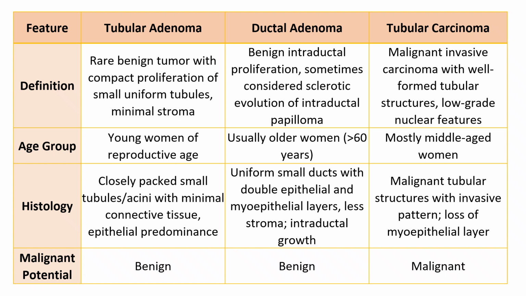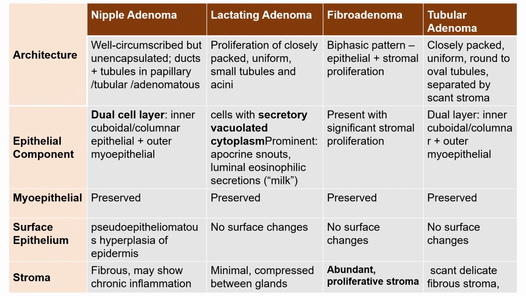In histology, closely packed small tubules with minimal connective tissue and epithelial predominance is a classical feature of tubular adenoma, whereas in ductal adenoma, similar findings with less stroma and intraductal growth is the classical feature. In tubular carcinoma, there are malignant tubular structures with an invasive pattern and loss of myoepithelial layer. So here loss of myoepithelial layer in tubular carcinoma is the classical feature. Coming to malignant potential, tubular carcinoma is malignant, and tubular adenoma and ductal adenoma are benign. This is a summary table showing how to differentiate between different adenomas.